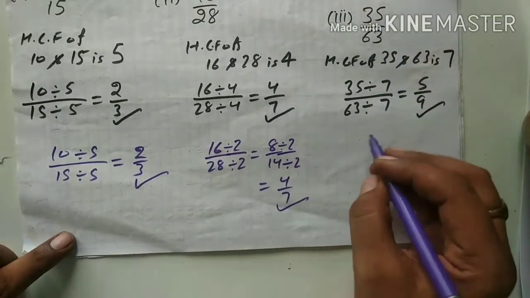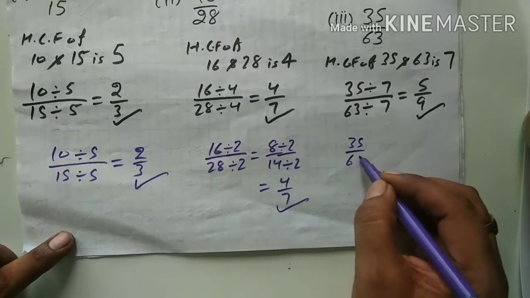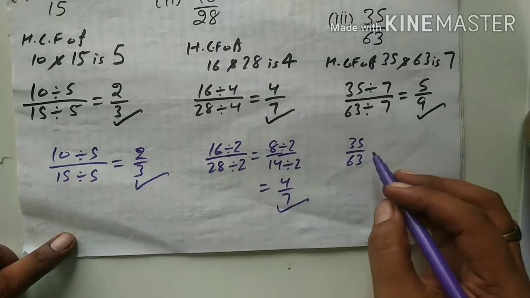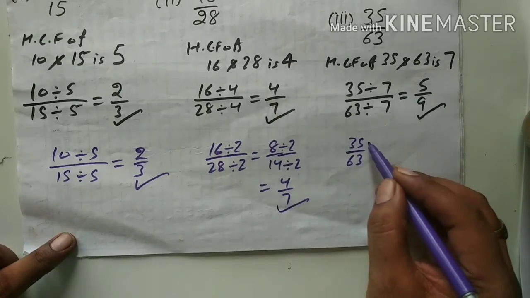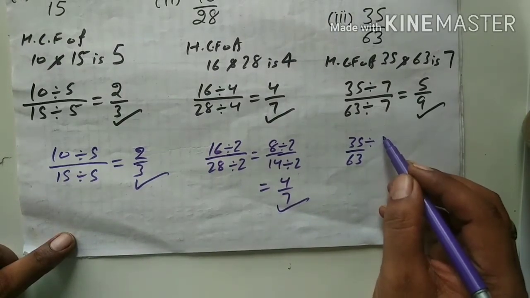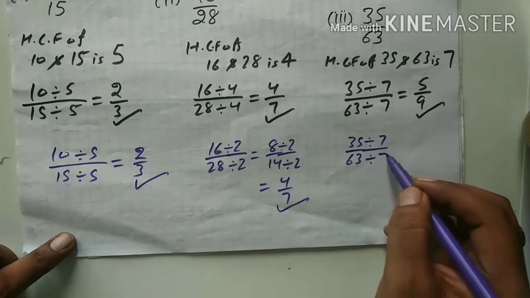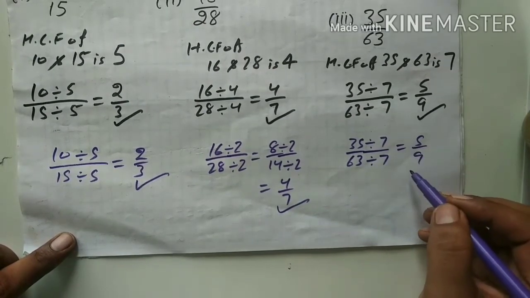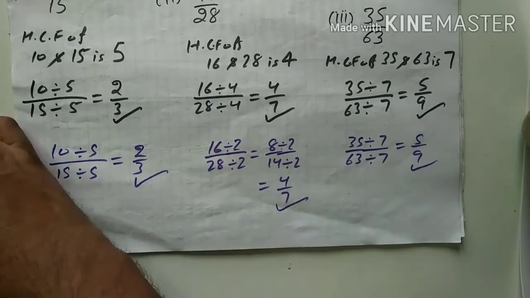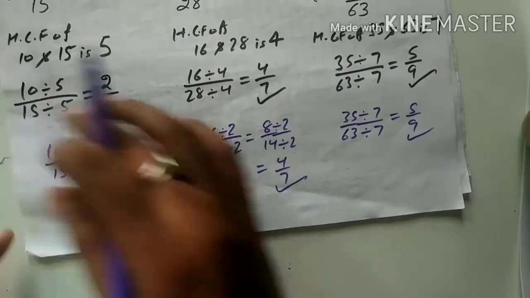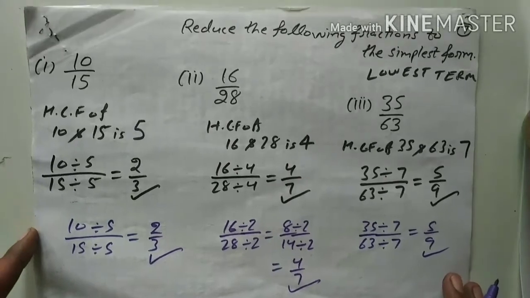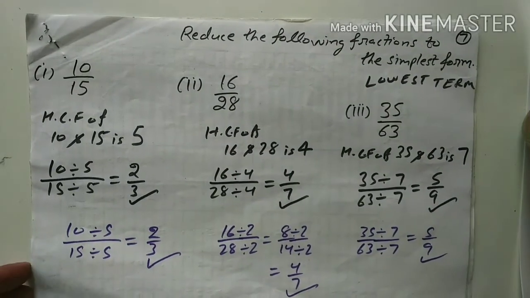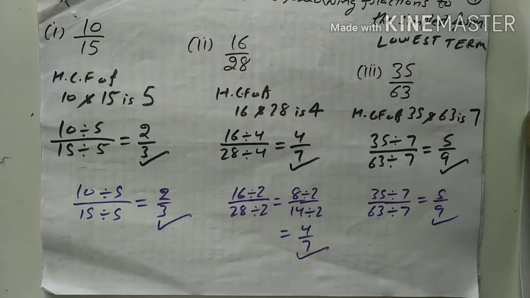Now you may see that 35 over 63. Now if you count the table of 7, you will see that 7 5s are 35 and 7 9s are 63. So student, in one step you can also find the solution of the question, for those fractions that have to be reduced to the lowest term or the simplest form.